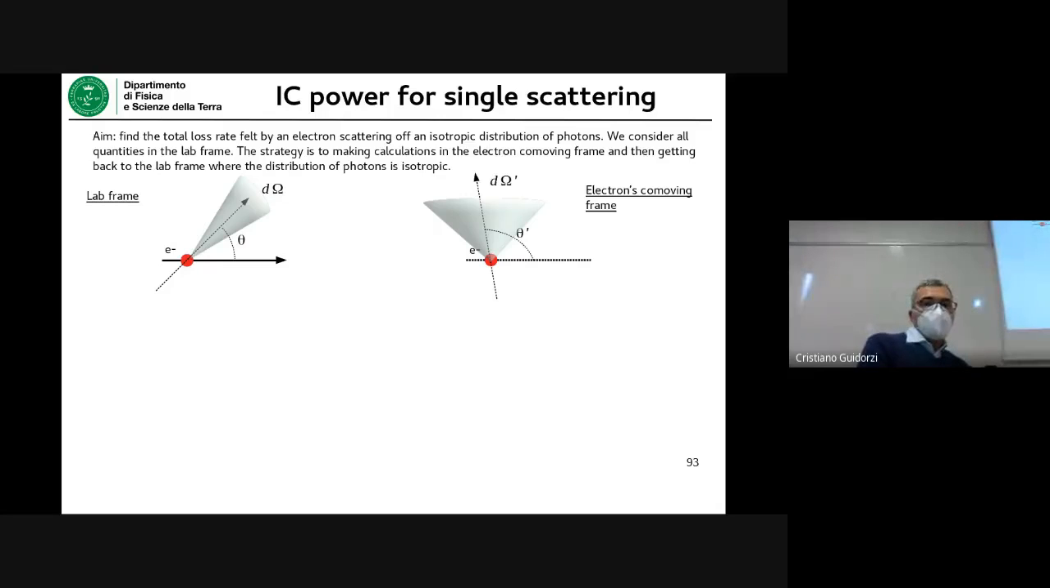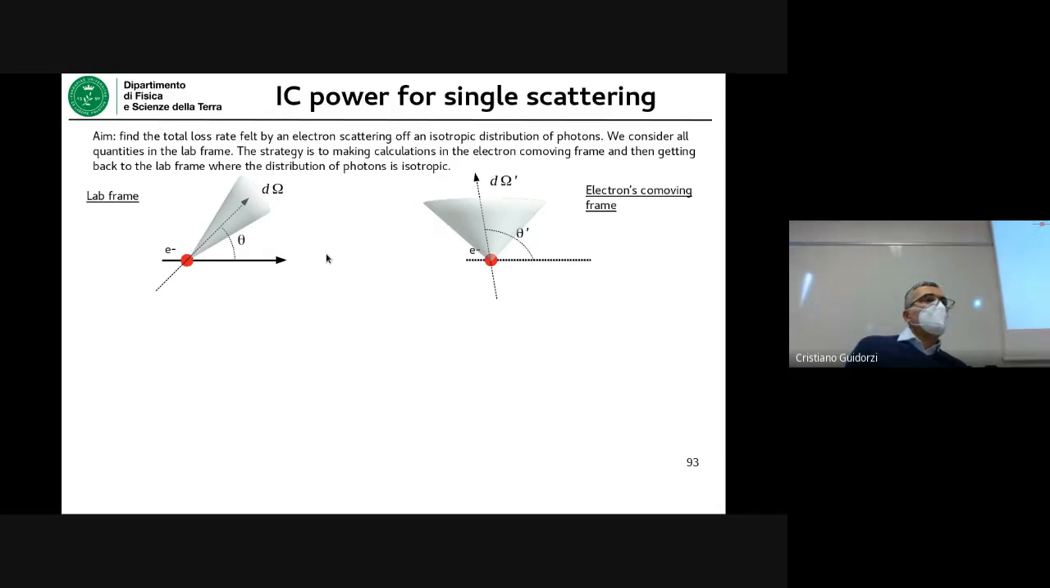So let's see the key point. The problem we start with is in the lab frame, where we have our electrons moving relativistically, and the field of photons is isotropic. The goal is to move to and carry out calculations in the comoving frame of the electrons, and then get back to the lab frame. This is really convenient. Why? Because if you think of the inverse Compton as we saw it so far, in the comoving frame, it's just a matter of Thomson scattering.